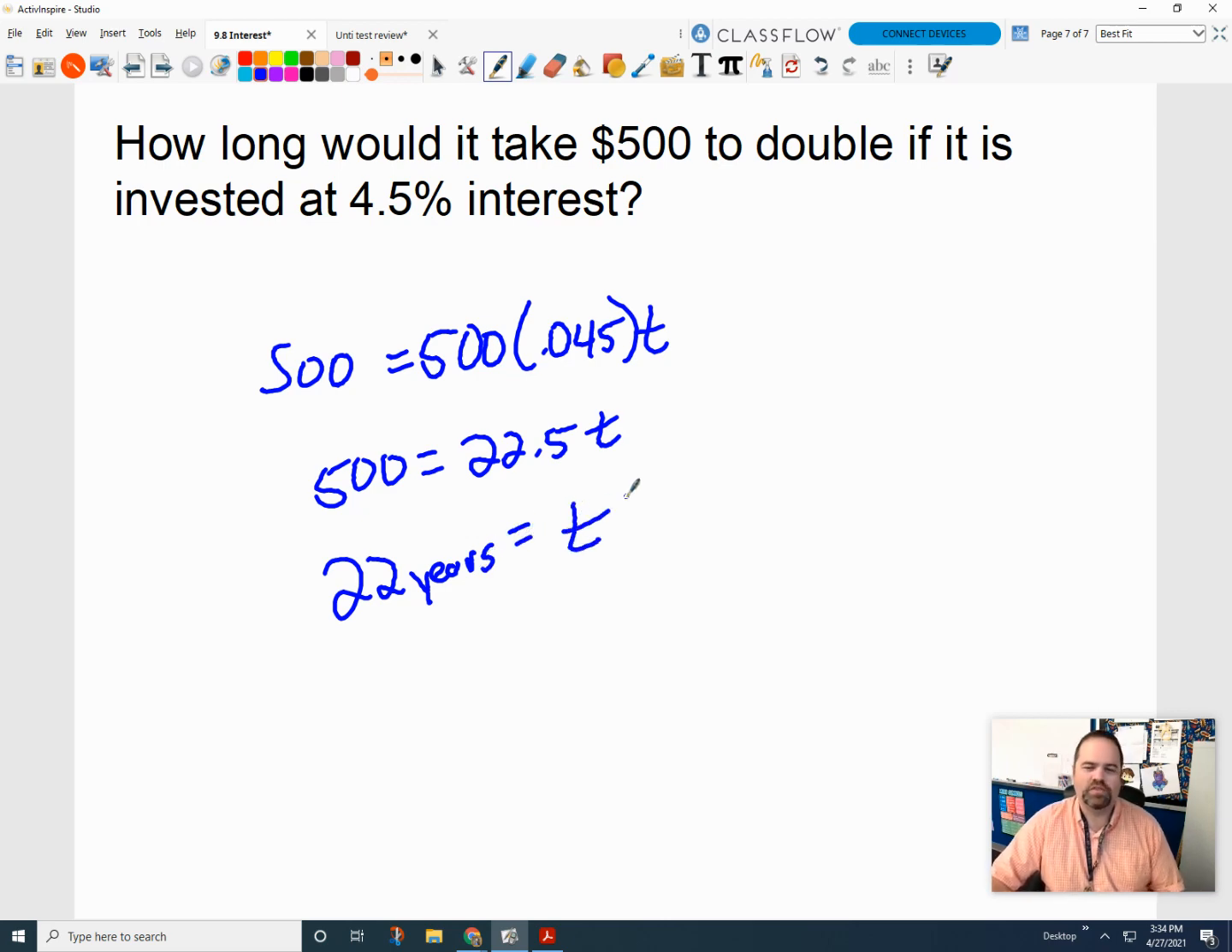It's just kind of another way to use the formula. Are you going to leave $500 in the bank sitting all by itself for 22 years? Probably not, but you could.